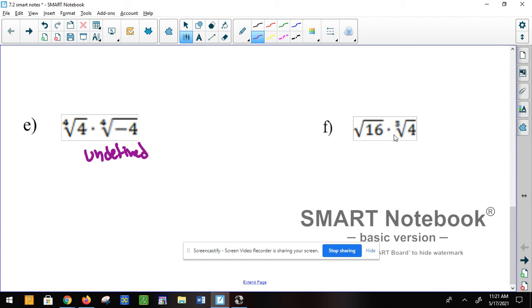Here, index is not the same, so you can't multiply these together. However, part of it can be simplified, so you still need to do that. Square root of 16 is 4. And then cube root of 4, you can't do anything with that. So we'll just leave it as 4 times the cube root of 4. So again, you can't combine them, but you can still simplify part of that, so you need to at least do that. All right, let's look at the next part here.